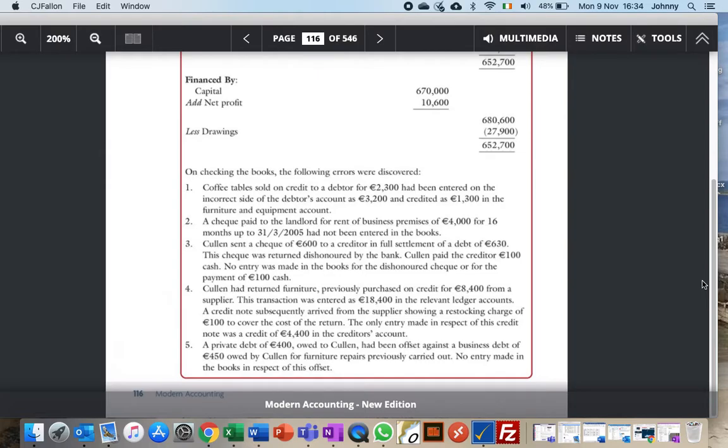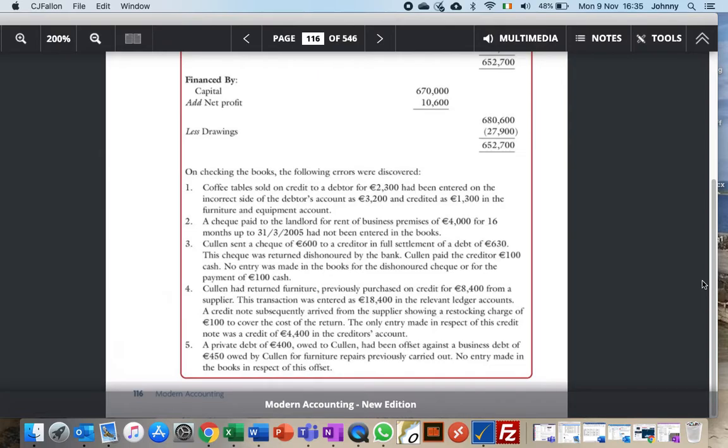Next one, 4. Cullen returned furniture bought on credit for 8.4 from a supplier. It was entered as the wrong amount, so 10 grand too much in the relevant accounts, and then other problems happen. So I'll deal with that bit first. So I put 10 grand too much in the account. So when I return furniture, it's purchases returns, and the people who I owe money to are creditors. And I put too much purchase returns, so I would have had a credit in purchase returns, because purchase returns is an income account because it cancels an expense called purchases.